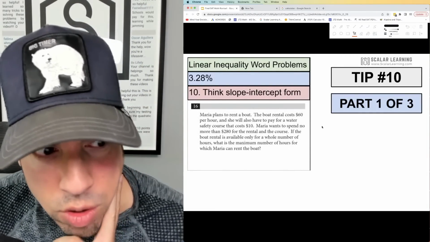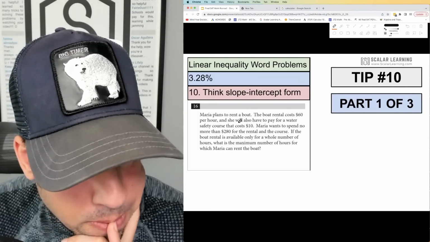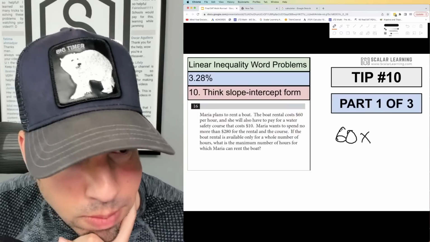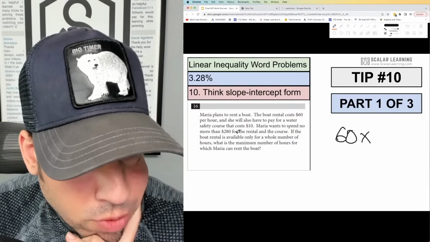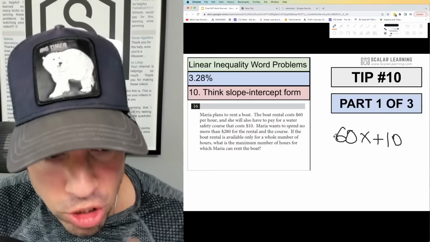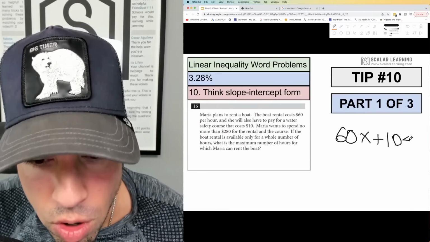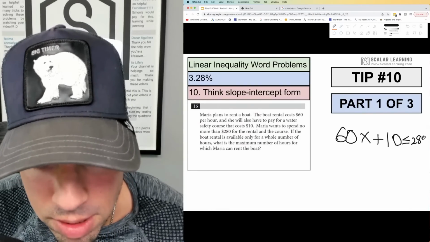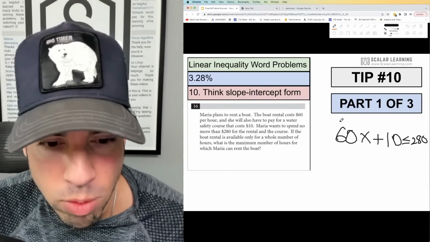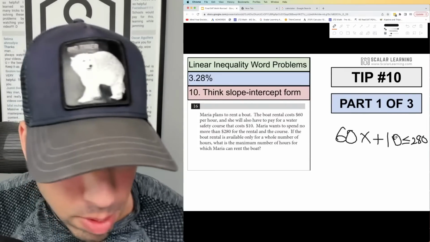All right, linear inequality problems. Think slope-intercept form. Again, let's check this out. The boat rental costs $60 per hour. That's my slope. And she will also have to pay for a safety course that costs $10. That's my y-intercept. That's how much you're paying regardless of how much time you spend, right? Got to pay $10. Maria wants to spend no more than $280 because this is the amount she's spending. So I'm coming up with this relationship with this equation using slope-intercept form. Rate of change times that time unit plus my y-intercept.